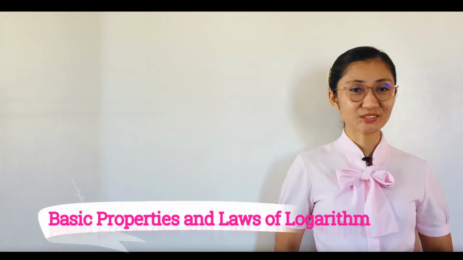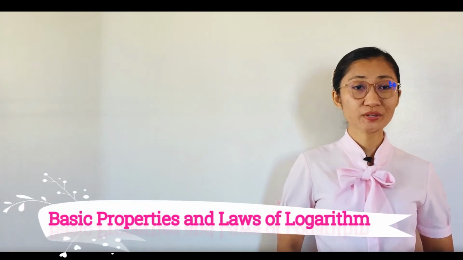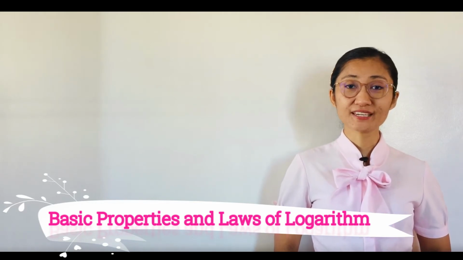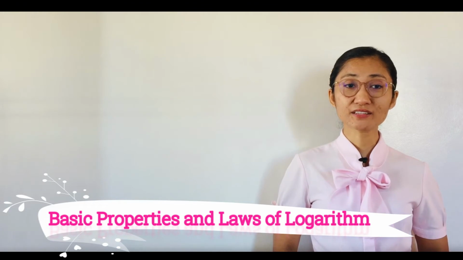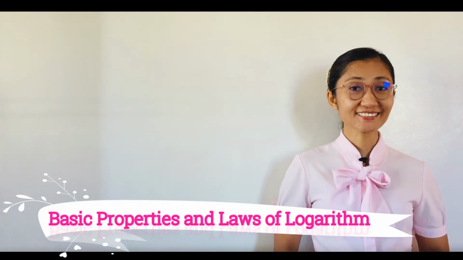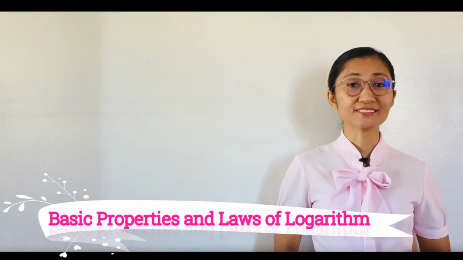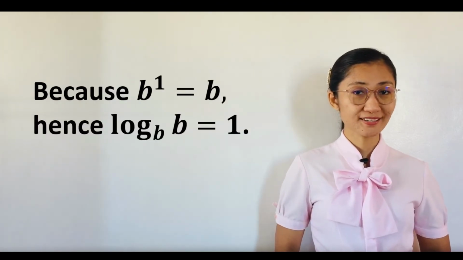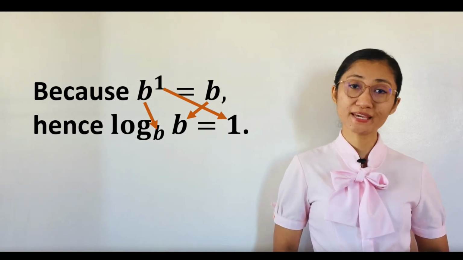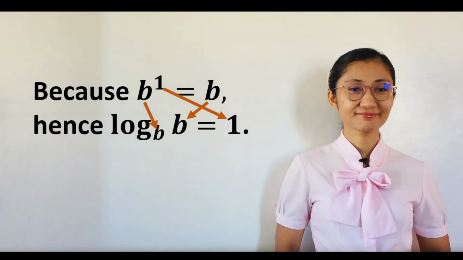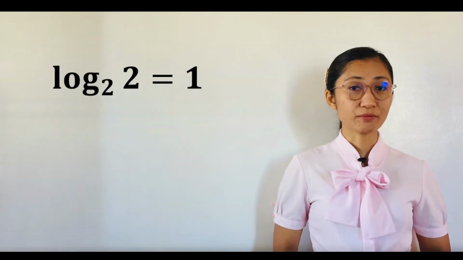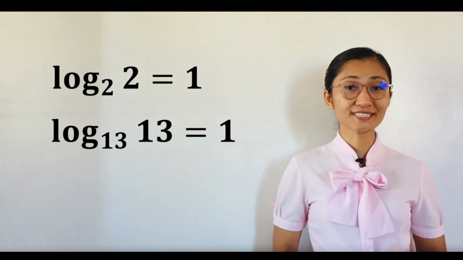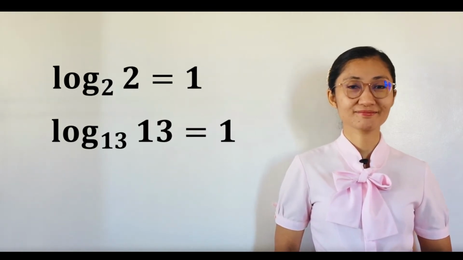In this video lesson, we will familiarize ourselves with some properties and laws of logarithms. Given that b is greater than 0 and b is not equal to 1, and that x is a real number, the following properties are true. Since b to the first power equals b, then logarithm of b to the base b equals 1. That is, logarithm of 2 to the base 2 equals 1, and logarithm of 13 to the base 13 equals 1.